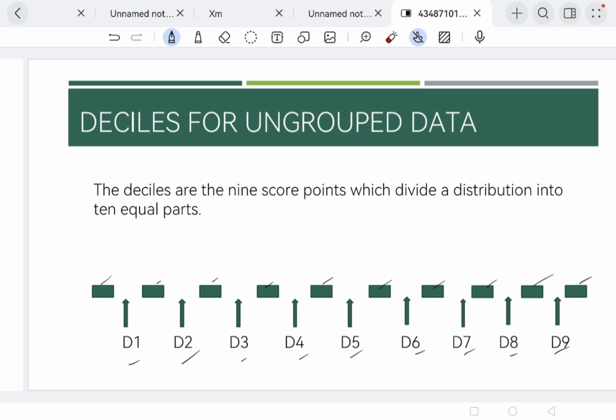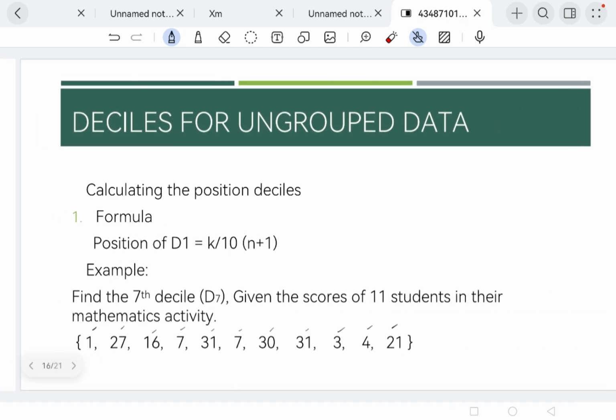So for our quartile, we divide our distribution into 4 parts. And for our decile, we divide our distribution into 10 equal parts. So how can we solve for our deciles? The same as quartile, we have a formula. So our formula is d sub k equals k times n plus 1 over 10. Since we are talking now about decile, that is divided by 10. So our k signifies what decile we are finding.